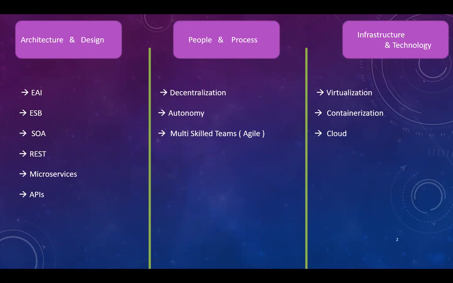Similarly, in people and process, you have heard about decentralization happening. Autonomy has been provided for many of the projects, and the agile way of integration has also been brought into the picture. In the same way, in infrastructure, we would have heard about virtualization, containerization, and cloud. Each topic by itself would take a lot of time to talk about. I have prepared separate videos for each of these topics, and I recommend you go and look into them.